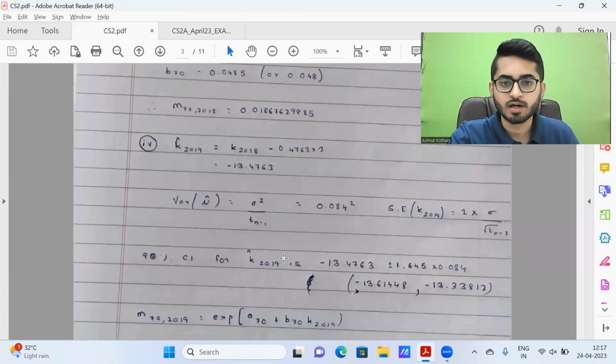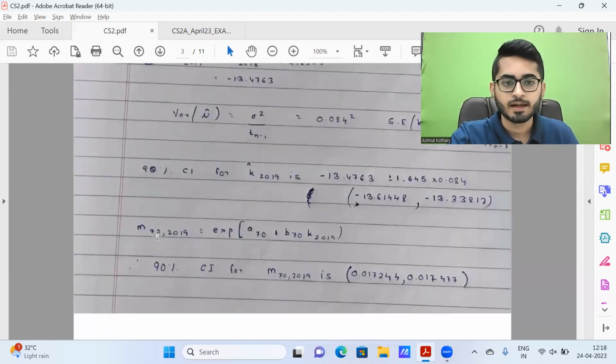There are multiple steps involved. First, we need to estimate the value at 2019. Then we need to find the variance or the standard error of k hat 2019 as well. Once we have that, we can find the confidence interval for k hat, and consequently, we can find it for the M70 term as well. So this is the final answer we are getting, 0.017244 and 0.017477.